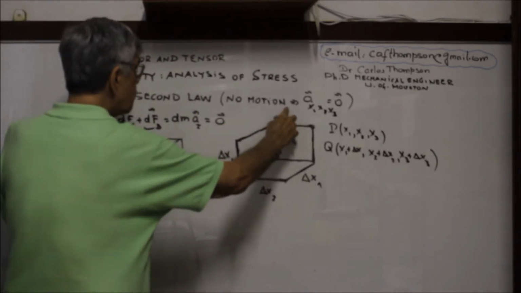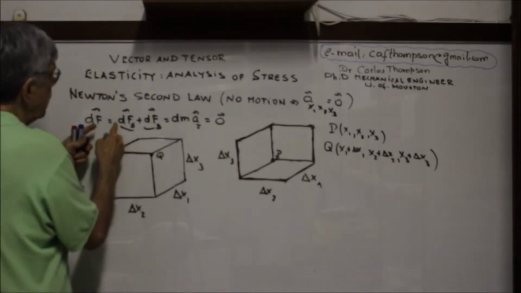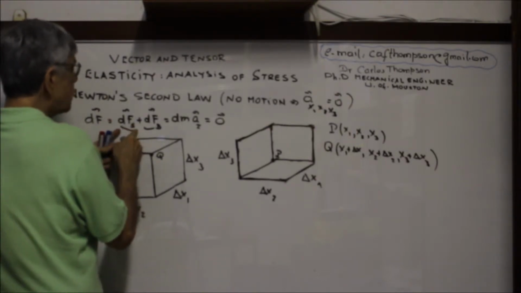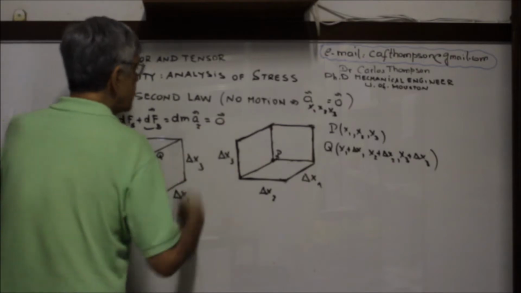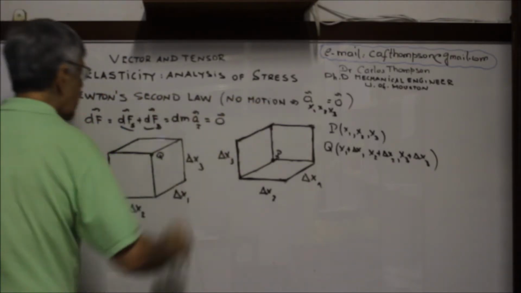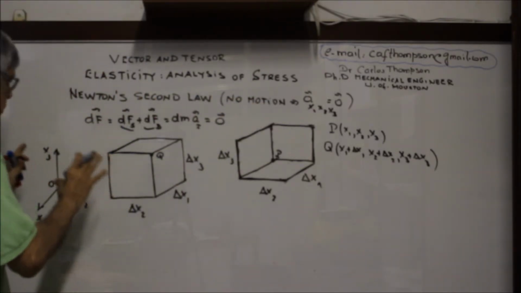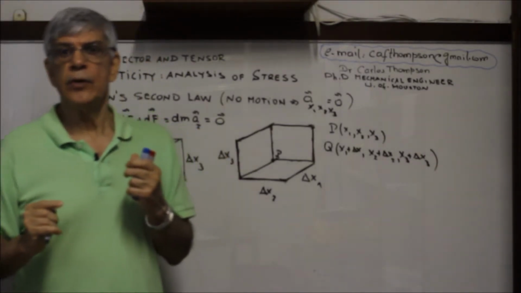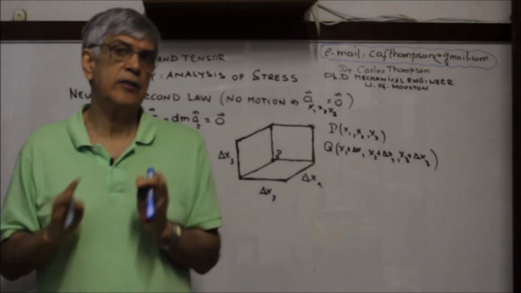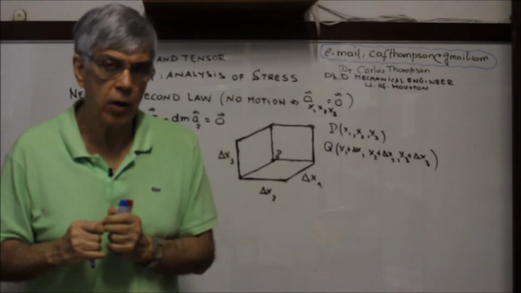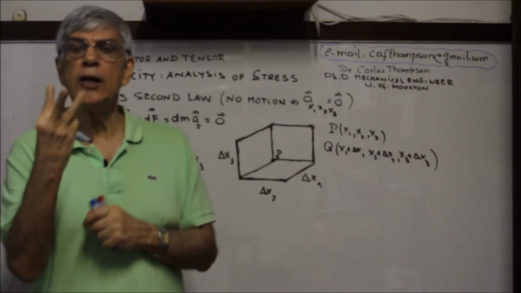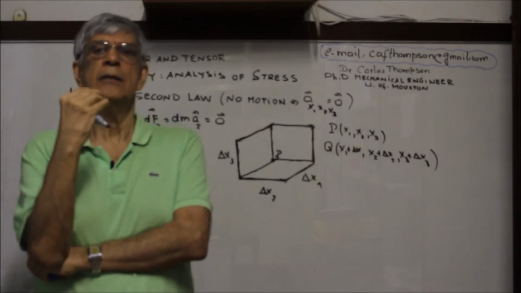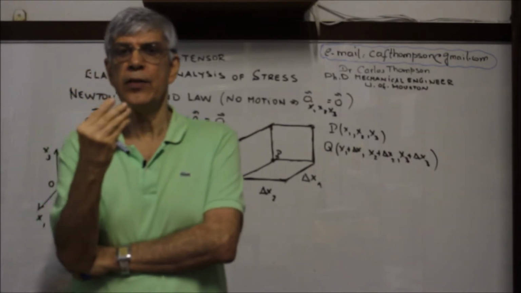Now, since in the inertial frame the acceleration is 0, the net force, the surface force plus the body force, has to be 0. So that is Newton's second law. Now, I'll explain what I'm doing here. Look, we have on this element 6 plane surfaces. Each one has 3 components. So we have 18 components just to play with.